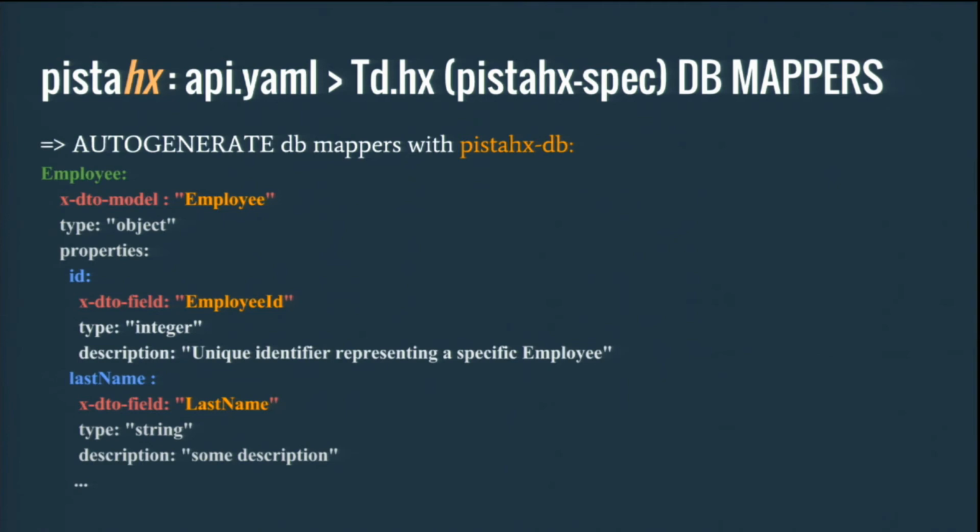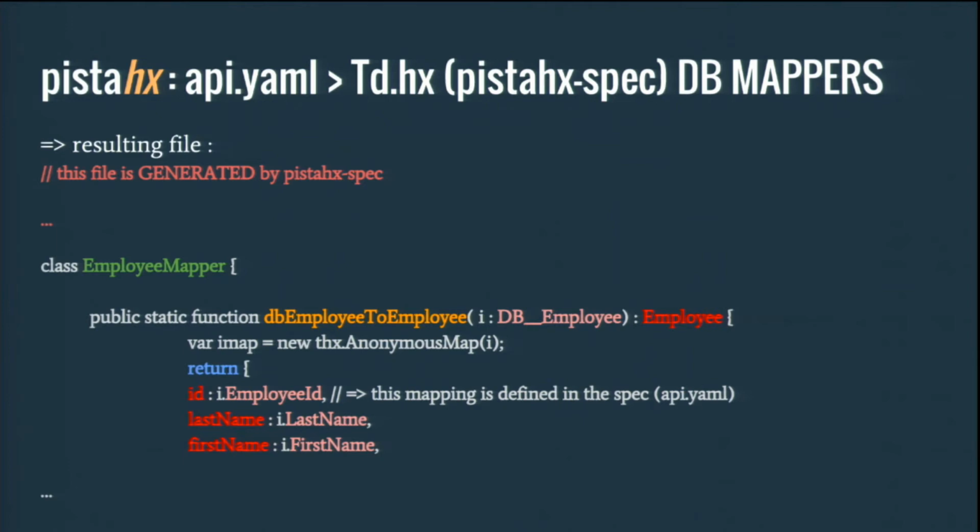And here is the result, again, auto-generated by pistahx-spec. It's a mapper which implements a method that will map from your DB model to your API model. You can see that it gets a DBEmployee type, again auto-generated, we will see later, from your DB, and it renders an Employee type. And here you can see the mapping I told you about, with two fields with different names.